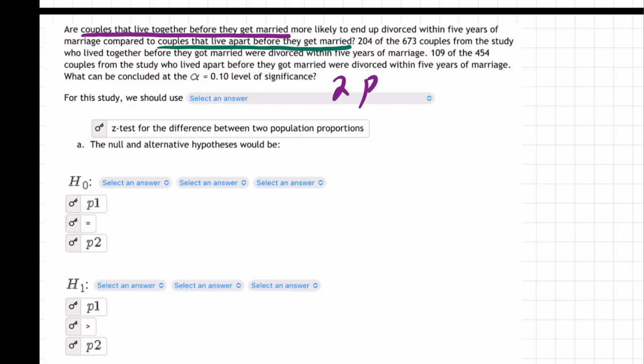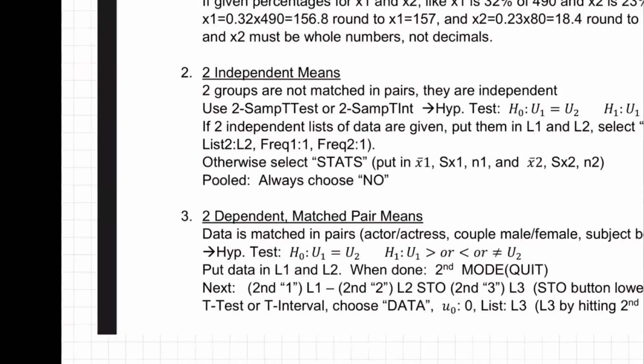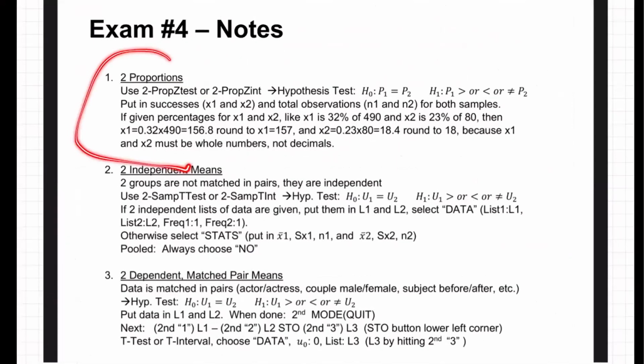If one group is more likely to get divorced, then they have a higher percentage of divorce. So it's two proportions or percentages. Proportion is just the decimal, and percentage is percentage. They're both telling you a portion of something. So two proportions or two percentages, same thing. That's what we're comparing. So if you go back to the notes, here we are in the exam 4 notes. We're talking about two proportions.